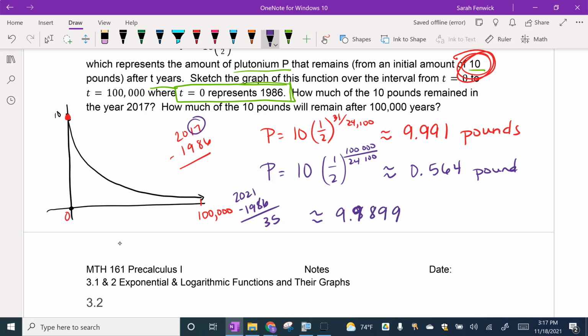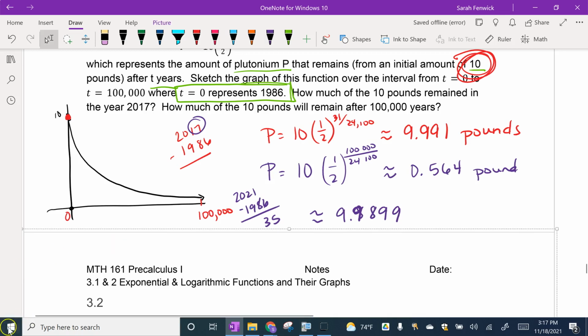9.990. Golly. You guys, that hadn't gone down much from that initial 10 pounds, and I don't want to be hanging out where all the radioactive stuff is. Hopefully you're the same. All right, we will come back with the log applications in the next video.